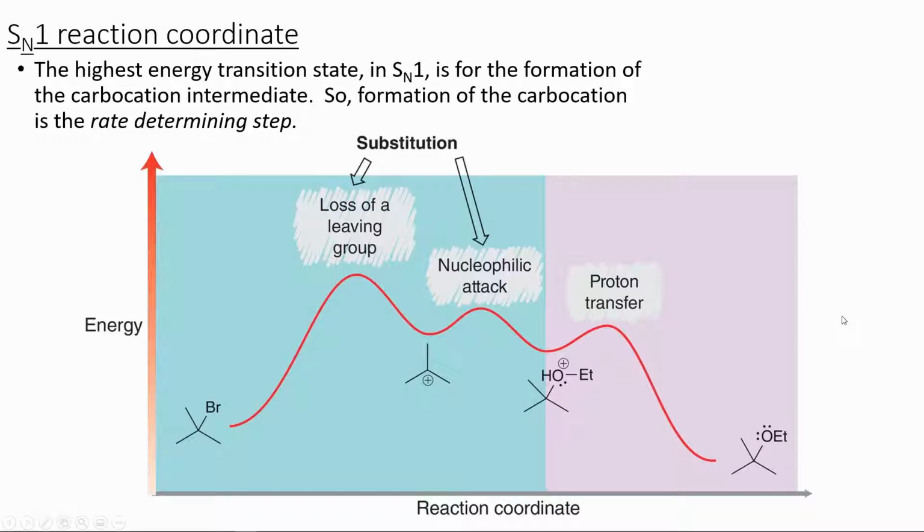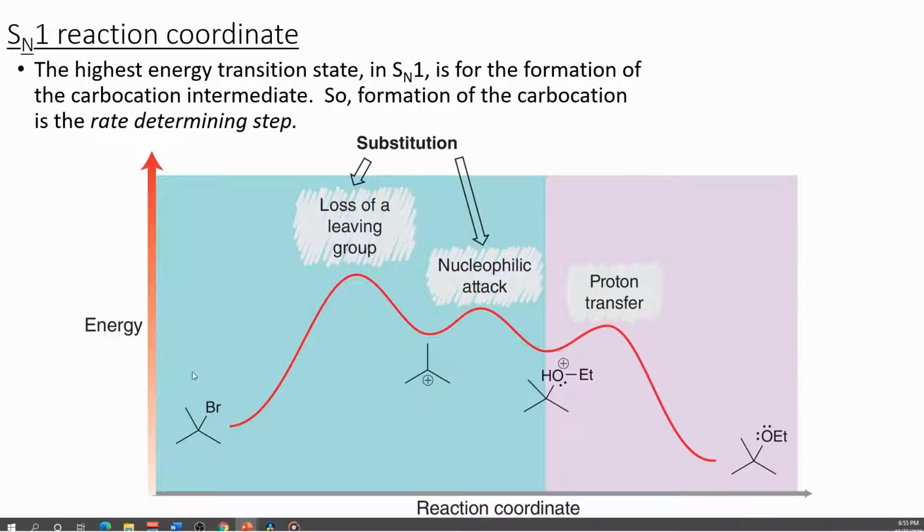Next, let's take a look at the reaction coordinate diagram for this reaction. If you remember, for the SN2 reaction, there was just one transition state. Here we're going to have multiple transition states and intermediates. The first step is the formation of the carbocation through the loss of the leaving group. This step requires the highest amount of energy and is therefore going to be the rate determining step. The nucleophilic attack and proton transfer steps will occur much more rapidly and require less energy input to get over the activation barrier.